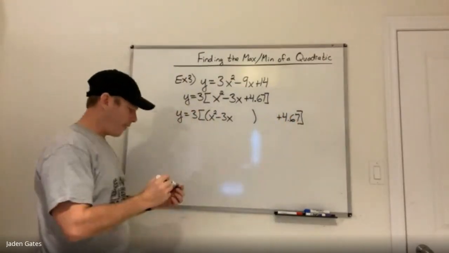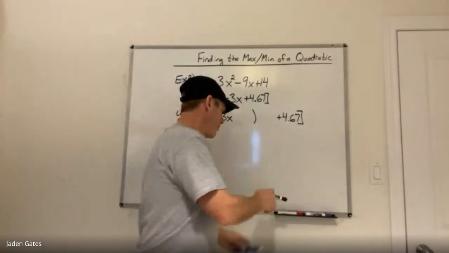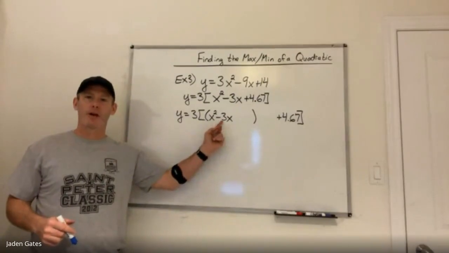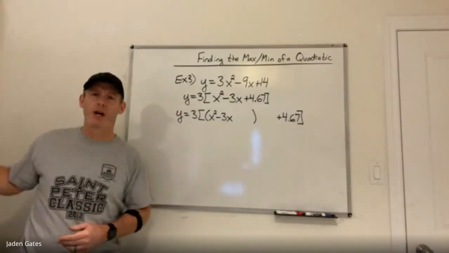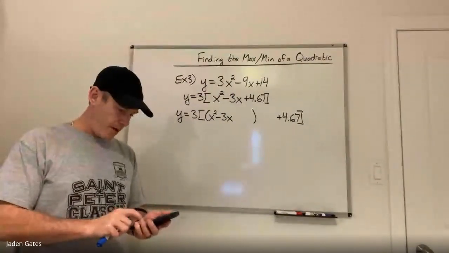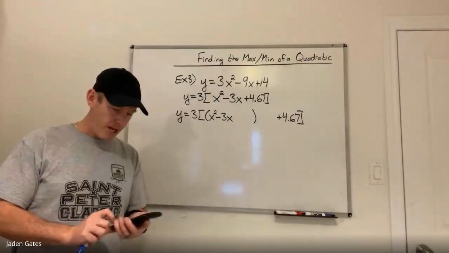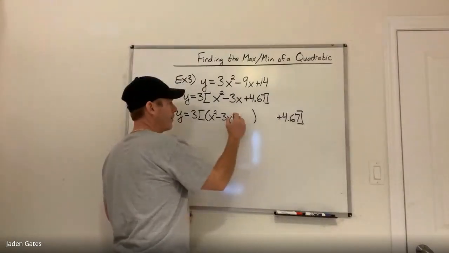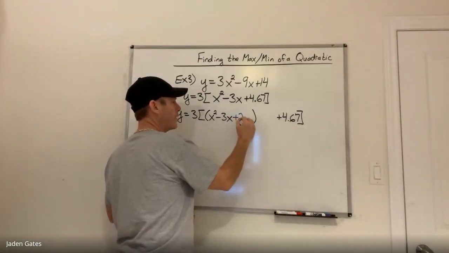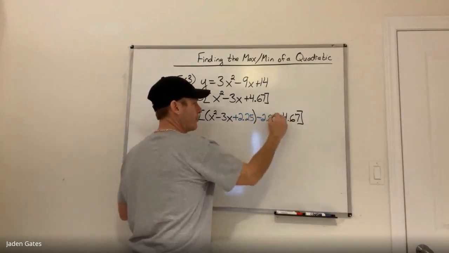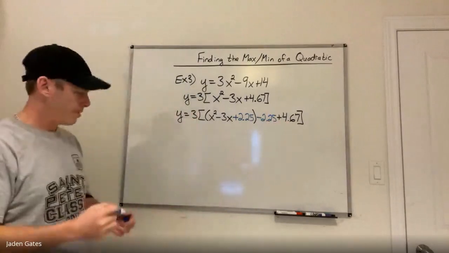Now, I do have to find my magic number that I need. Again, I take half of my negative 3 here, cut it in half, so that's negative 1.5, and then I square it. So I'm going to have negative 1.5 times negative 1.5. Negative times negative gives you positive, and it's going to be positive 2.25. Again, balancing it out, I have a minus 2.25 outside the round brackets.